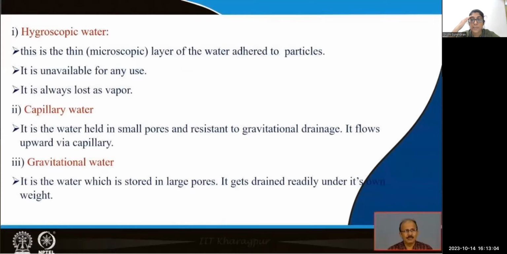Capillary water is the water that is available in the capillary fringe, that is going up as a result of capillary action. The water that flows through these interconnected pores from the water table is called capillary water. Gravitational water is the water that is flowing down as a result of gravitational action.